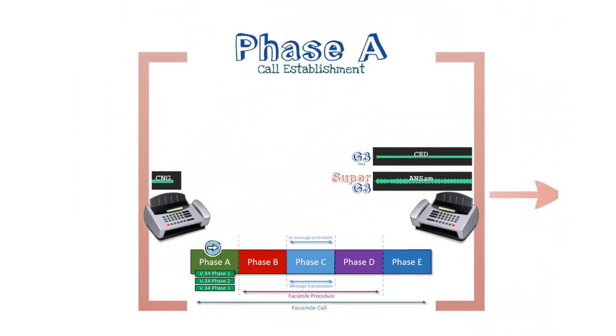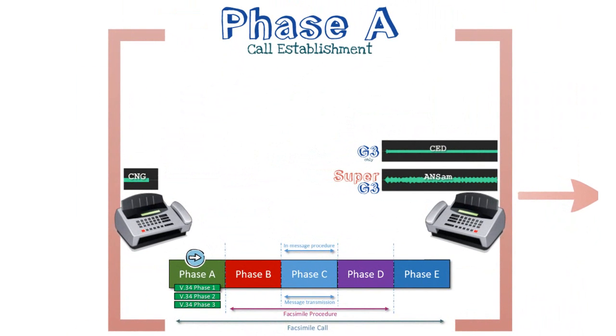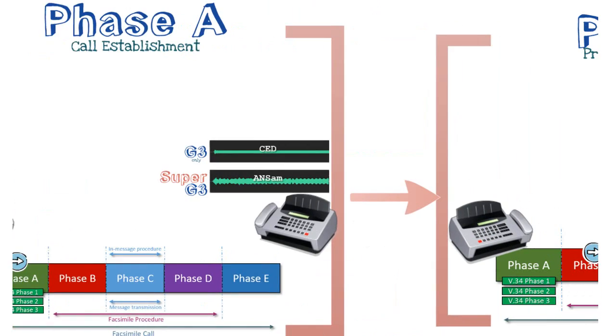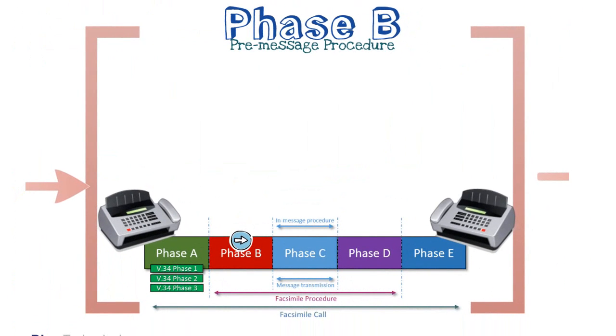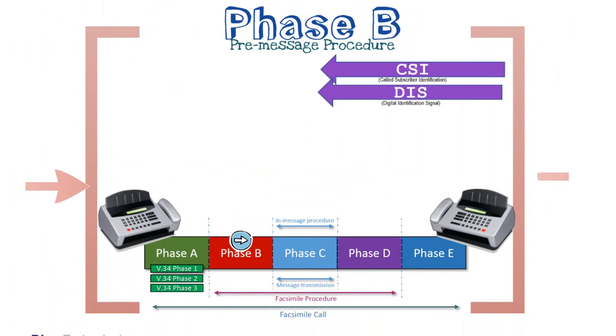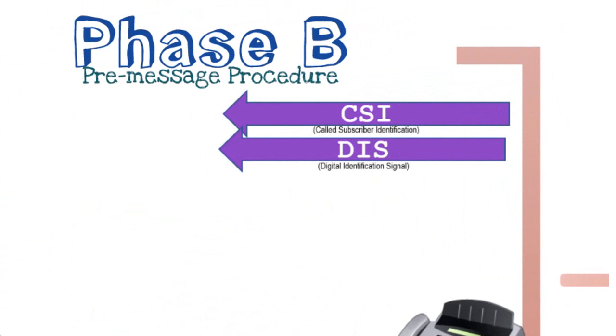Once this is all determined, whether you're using V17 or V34, we move into the Phase B stage. Phase B is where we negotiate what we can do and what we can't do. On the actual calling of a process, the answering fax machine will initially respond with something called a CSI and a DIS.